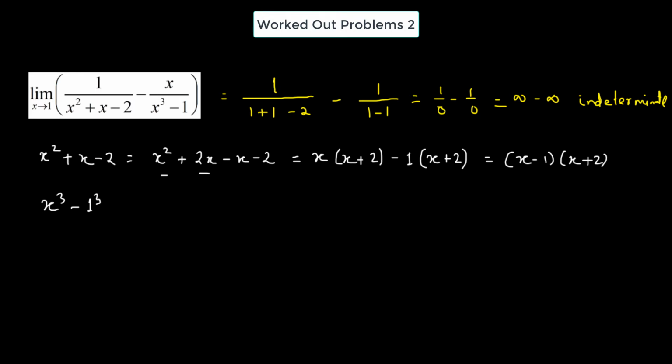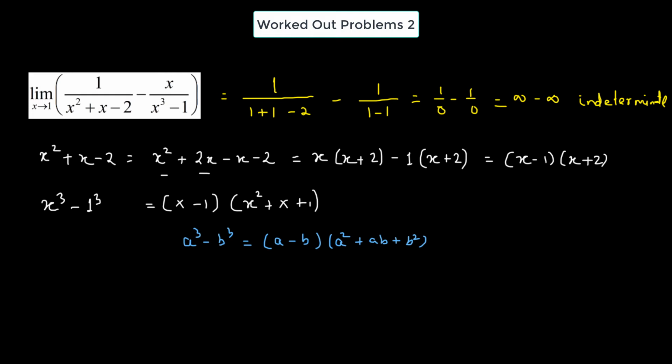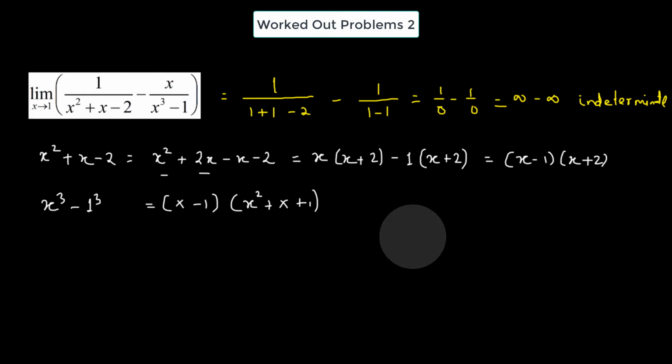So here what we are going to do, we are going to use the identity a cubed minus b cubed is simply equal to a minus b times a squared plus ab plus b squared. So we have x minus 1 multiplied by x squared plus x plus 1. So let us substitute these values into our rational function. So we have limit x approaching 1.